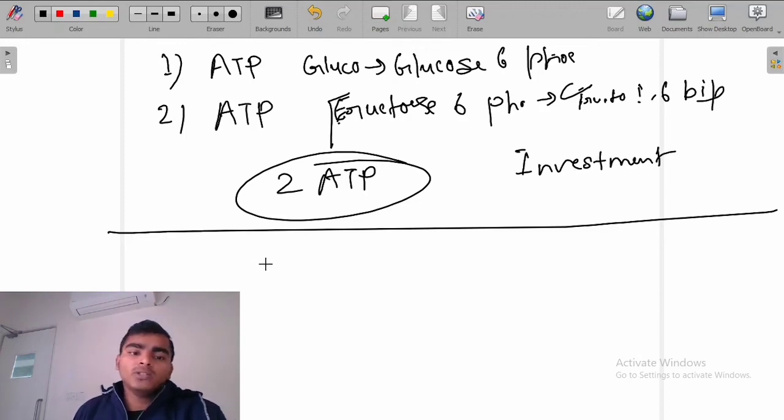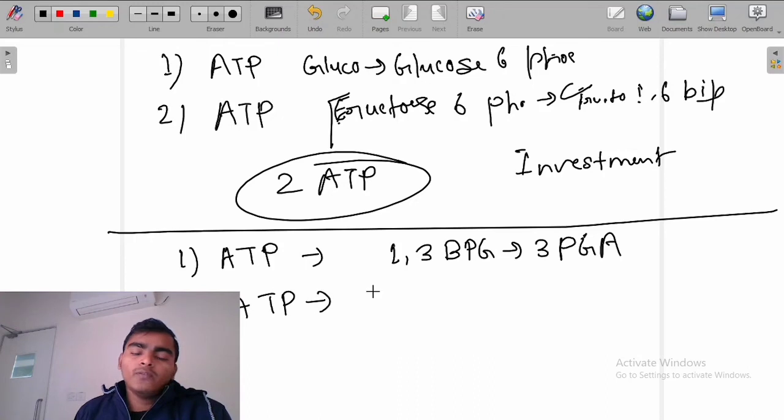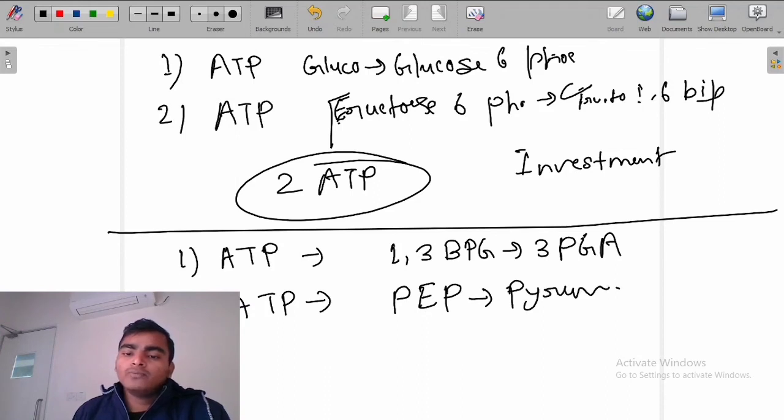Now it's time to get ATP molecules. The first ATP molecule we got was when there was conversion of 1,3 biphosphoglycerate into 3-phosphoglyceric acid. So the first ATP molecule we got here. Then the second ATP molecule we got when there was conversion of PEP, phosphoenol pyruvate, into pyruvate. Then we got the second ATP molecule.